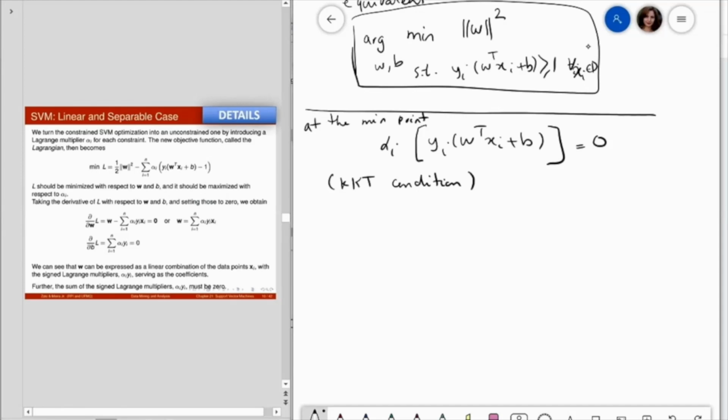And also we use the same alpha i's to add these conditions to the objective function. So our objective function now is going to be equivalent to this w squared that we had from before minus sigma alpha i (yi (w transpose xi plus b) minus 1).